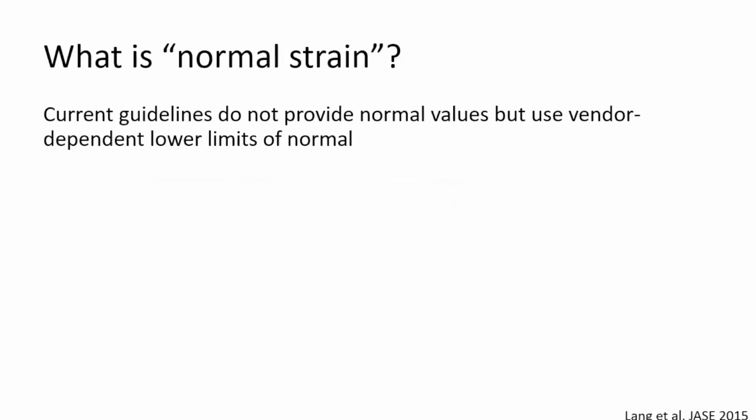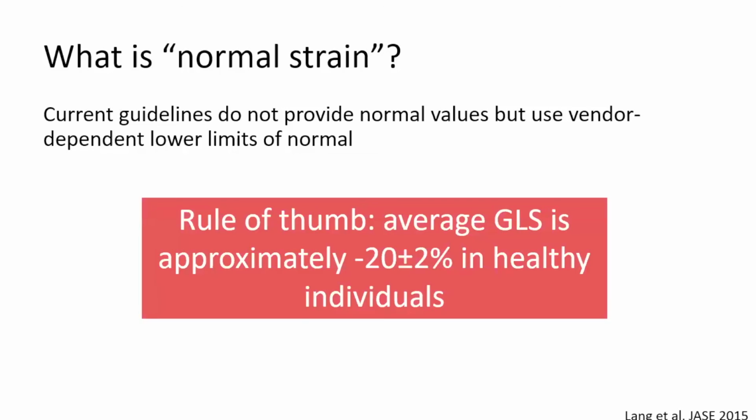So with all this variability, what is actually considered normal strain? How do we assess that? The reality is the current guidelines we have, which are the 2015 ASE guidelines, don't provide normal values simply because of so much variability, from an operator standpoint, a vendor standpoint, and a clinical patient standpoint. The ballpark or rule of thumb is that average GLS of approximately minus 20% plus or minus 2 is normal in healthy individuals.